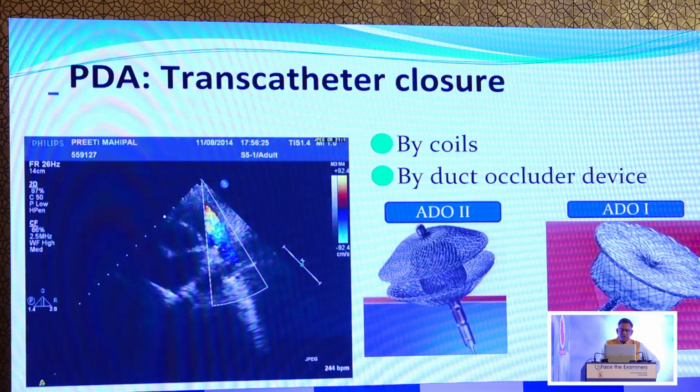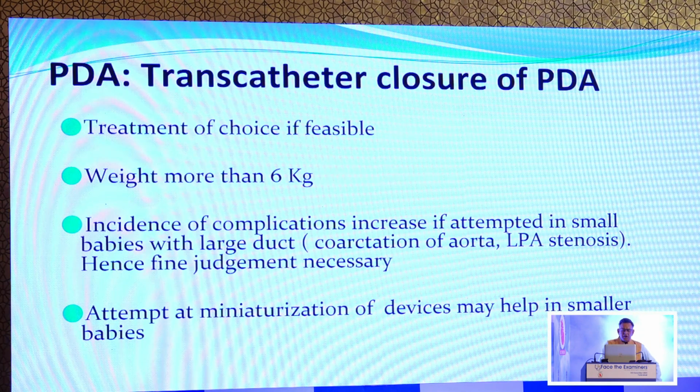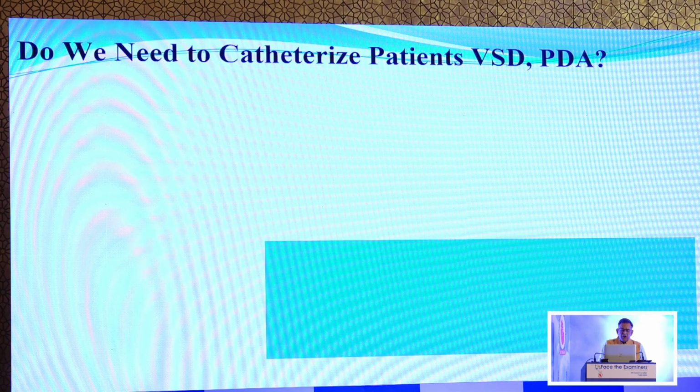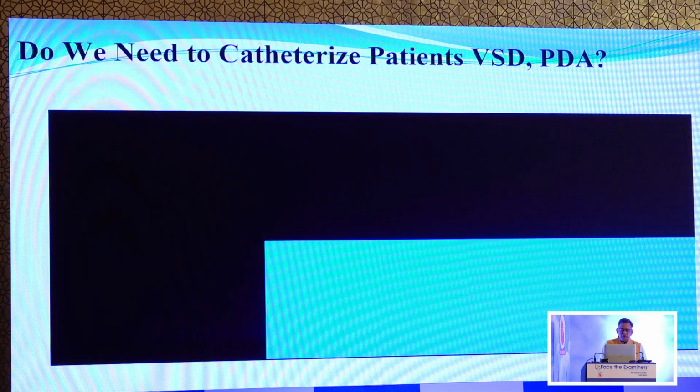Now we come to the closure devices which can be used. It is the treatment of choice, but weight should be not less than 6 or 7 kgs. So do we need to catheterize? Coming to some controversial points: do we need to catheterize VSDs and PDAs always?